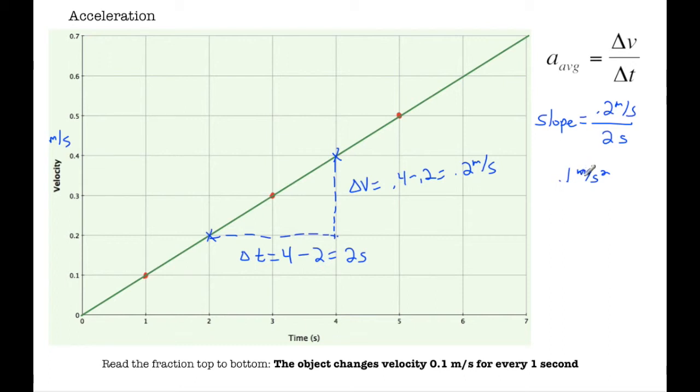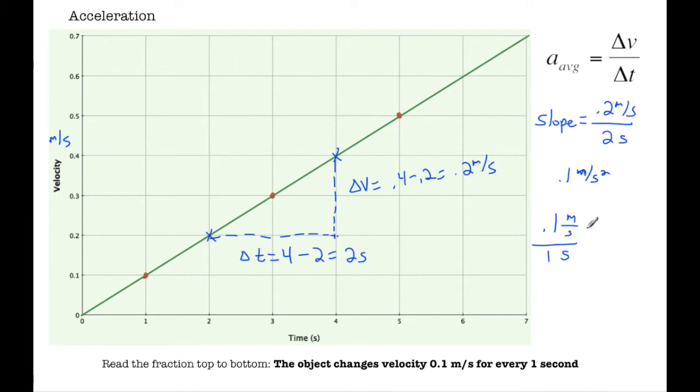And I'd like to talk about what this number means about the motion of the object from before. What it's telling us is a little bit more easily understood if we take this meters per second squared unit and take it apart so it actually looks a little more like this. So the slope is 0.1 meters per second for every 1 second. Okay, that's the same thing as this here.